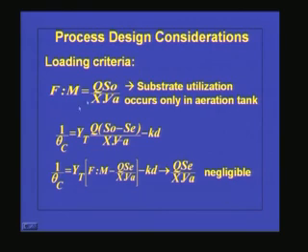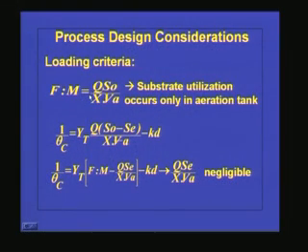Now, we will see what the design considerations are for the activated sludge process, because this is the treatment process most commonly used for domestic wastewater. The first one is loading criteria. We can express loading criteria in terms of food to microorganism, because the organic matter coming along with the wastewater is nothing but food for the microorganism, and the treatment is based upon the workers, that is, the microorganisms.